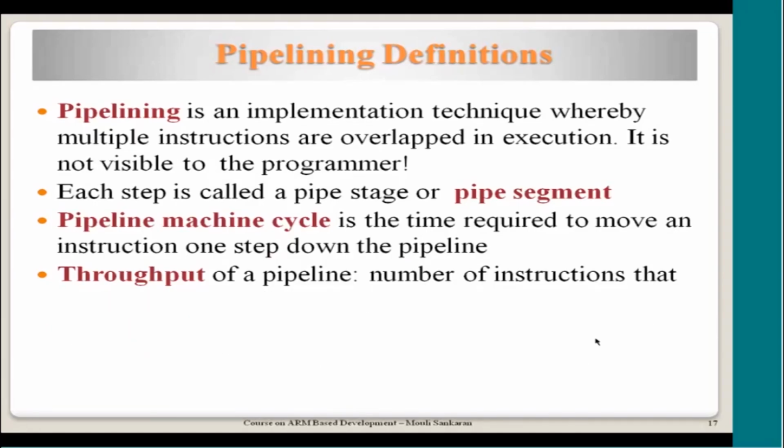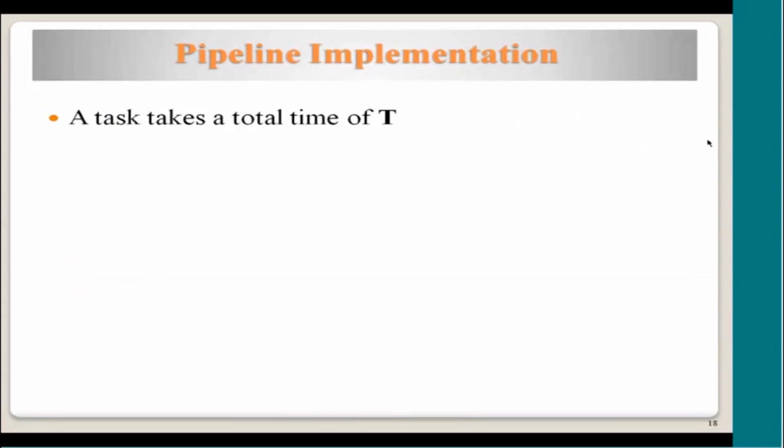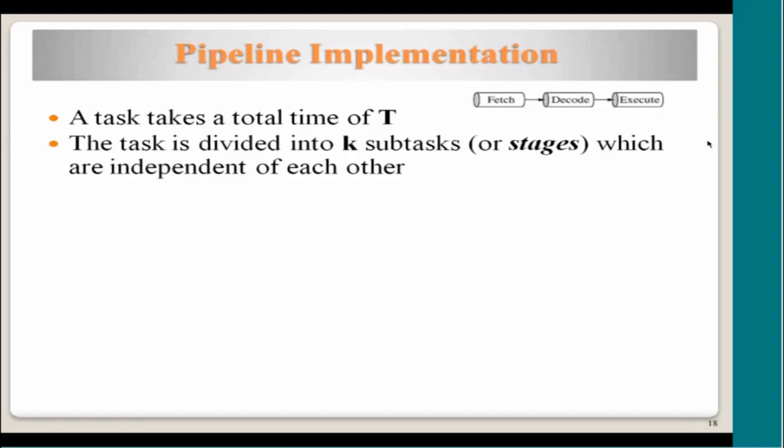Let us see how it is implemented. Let us first see why it is required. Suppose a particular task. Here, task could be anything, an add instruction or a null instruction, but for simplicity's sake, let us take an add instruction. Suppose that with a processor which doesn't have any pipeline, it takes 3 seconds.